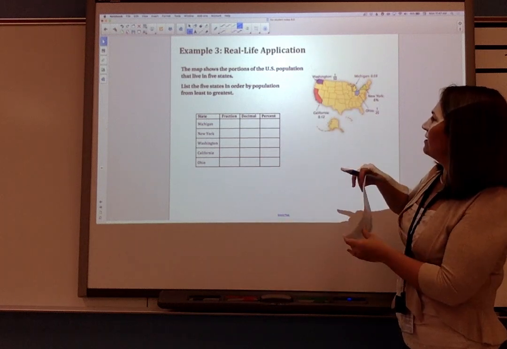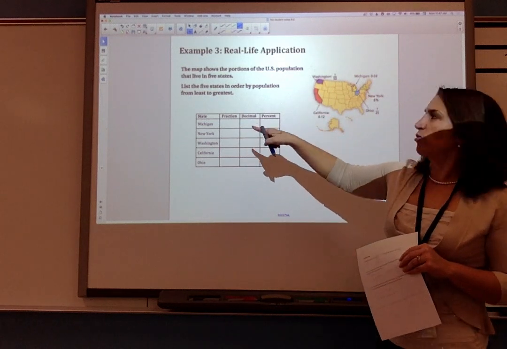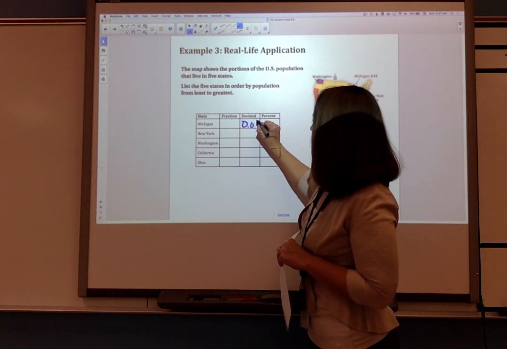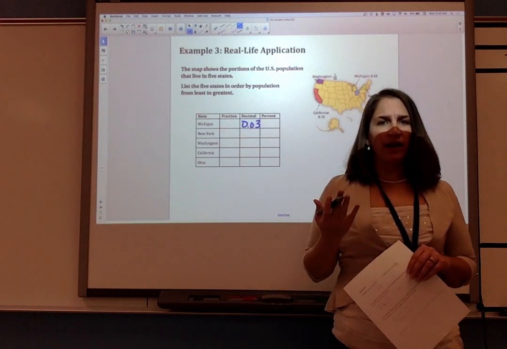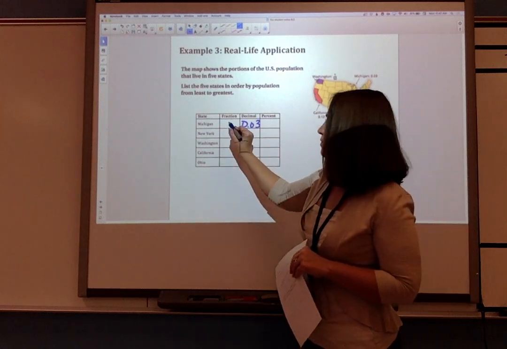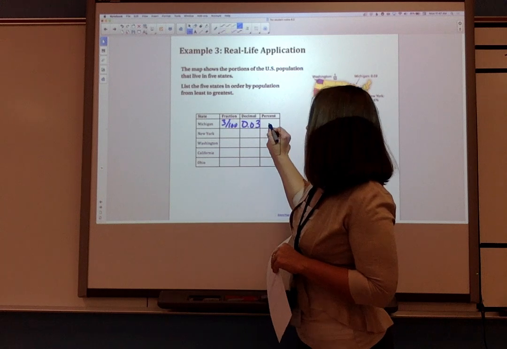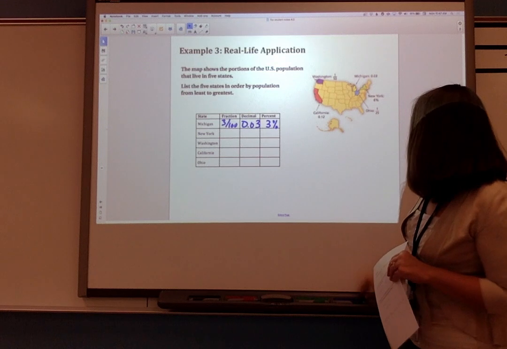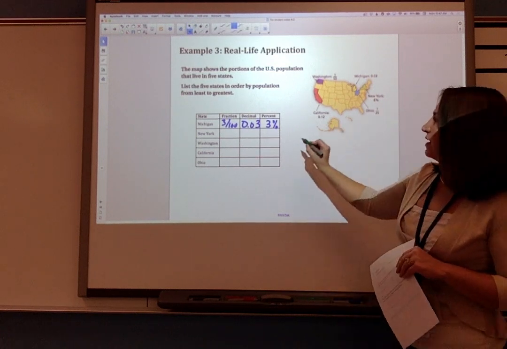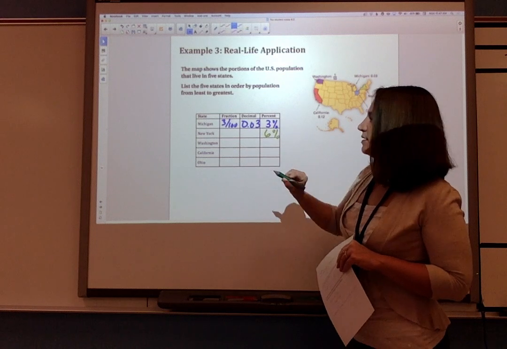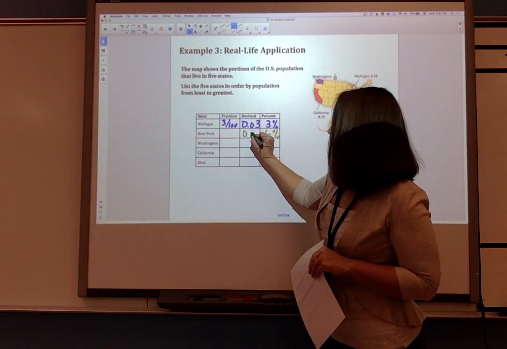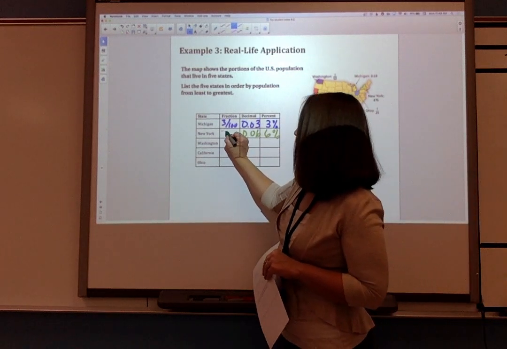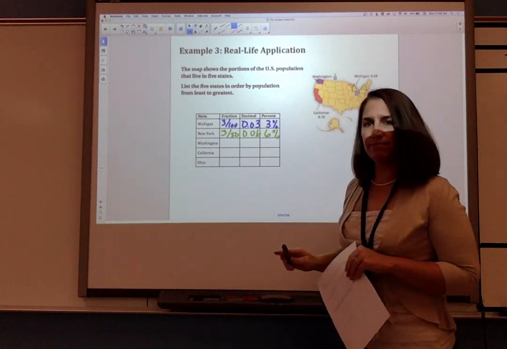Let's start at the top of the table. So we have Michigan is 0.03. So they give that as a decimal. And let's make that both as a fraction and a percent. So 0.03 would be 3 over 100. And that would be 3%. New York is 6%, so they give that to us as a percent. 6% would be 0.06. That would be 6 over 100, or in a simpler form, 3 over 50.